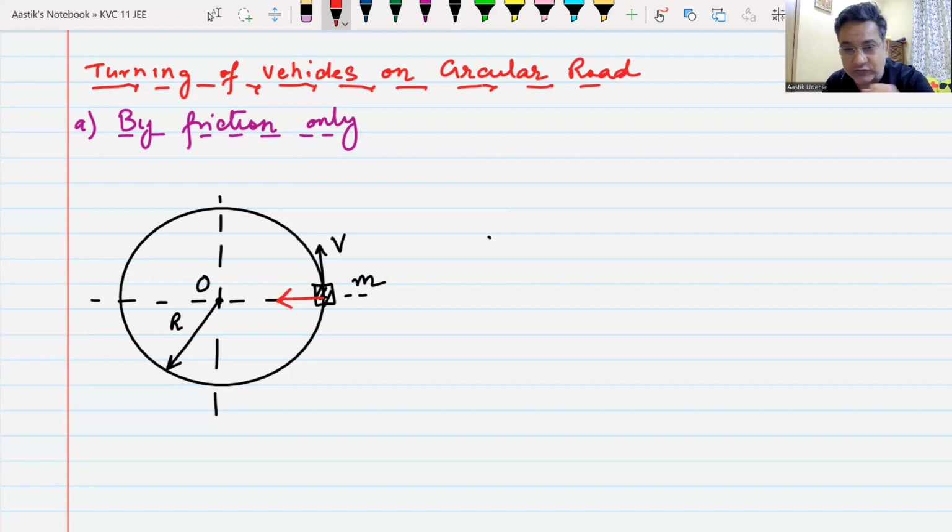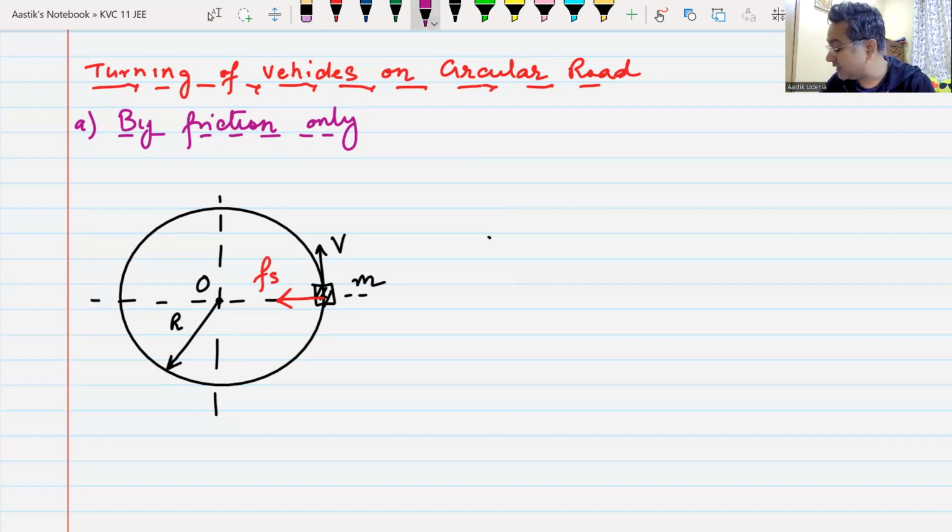Next, the question comes: what type of frictional force? Static, kinetic? Kinetic friction, my dear friend, never helps it to turn. It is static friction that helps it to turn. If the friction becomes kinetic, your car will never run on the road, better it will skid. And a skidding car only faces an accident, it never runs on road. Static friction is going to provide it with the frictional force.